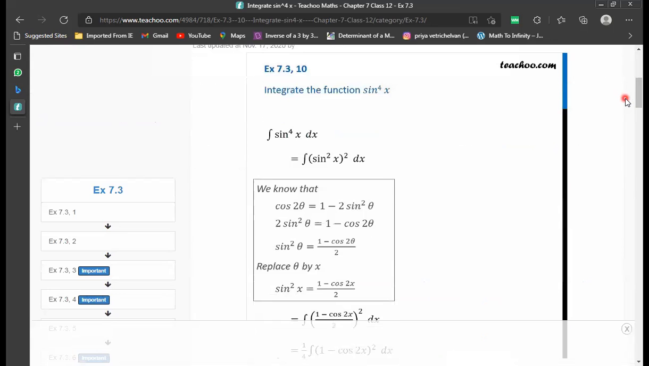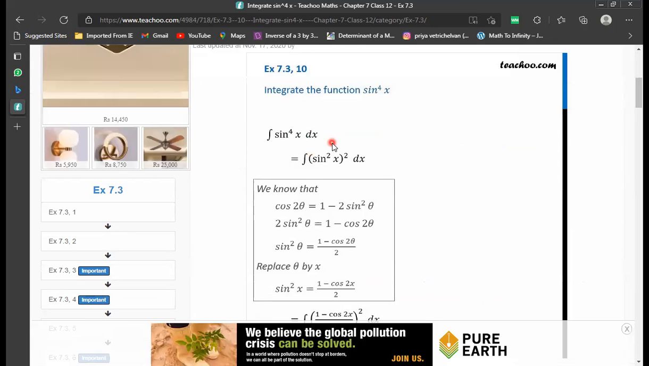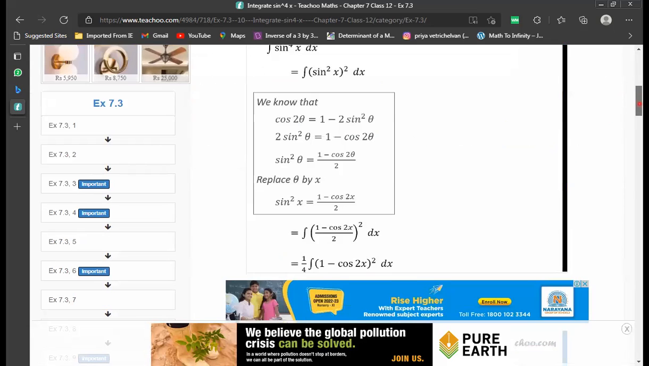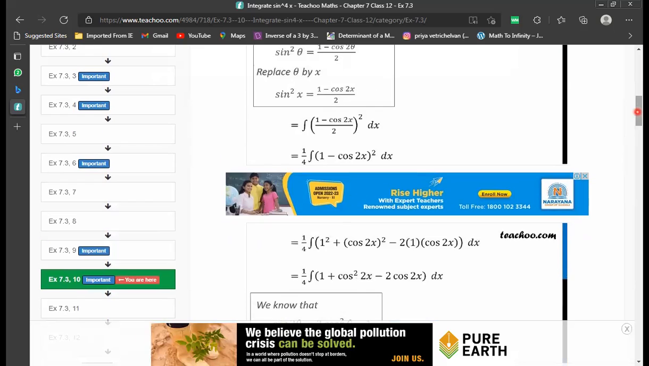Sine power 4x. So sine power 4 can be written as sine square the whole square. And we do have a formula for sine square theta, which is 1 minus cos 2 theta upon 2. Here the theta is x. So just integrate 1 minus cos 2x upon 2, the whole square.